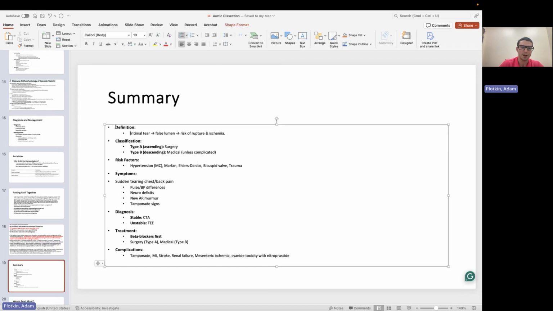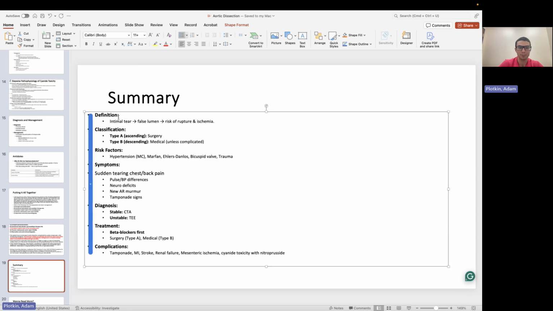So summary, again, aortic dissection is going to be caused by an intimal tear leading to a false lumen, risk of rupture, and then ischemia. We can call it type A, where it's ascending, leading to surgery. Type B is descending, we medically manage, right? Risk factors are going to be hypertension, Marfan's, Ehlers-Danlos, bicuspid aortic valve, and trauma. Symptoms, we see that sudden tearing chest pain, back pain, maybe the pulse differences in the arms, maybe the BP differences, maybe neuro deficits due to the ICA, maybe new aortic regurg due to damage to the aortic valve, maybe new tamponade due to hemopericardium.